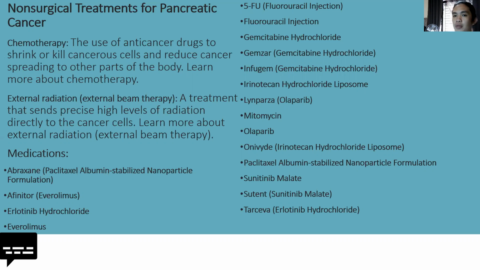And medications. These are the medications: Abraxane, Afinitor, erlotinib, everolimus, 5-FU, fluorouracil injection, gemcitabine hydrochloride, Gemzar, Infugem, irinotecan, Lynparza, mitomycin, olaparib, Onivyde, paclitaxel, sunitinib malate, Sutent, and Tarceva.